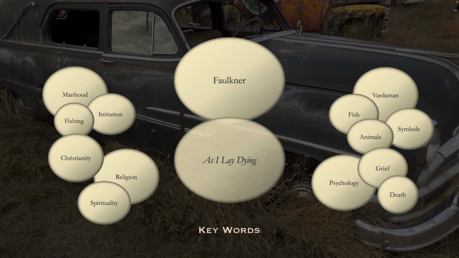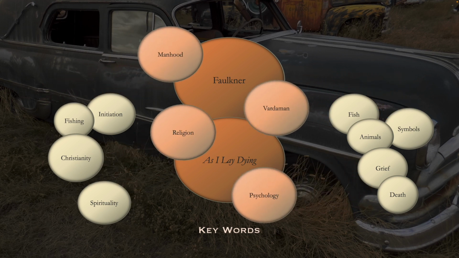Faulkner and As I Lay Dying, of course. So I'm going to create a kind of heat map of key terms. I would say that these terms are the hottest: Faulkner and As I Lay Dying. I'm going to start with these terms for sure. I started thinking, what are some of the other terms here that I think are likely to give me lots of results? So I went with, on the right there, Vardaman. I thought psychology might give me a lot of results. On the left, manhood and religion. So I'm going to add those to my heat map.